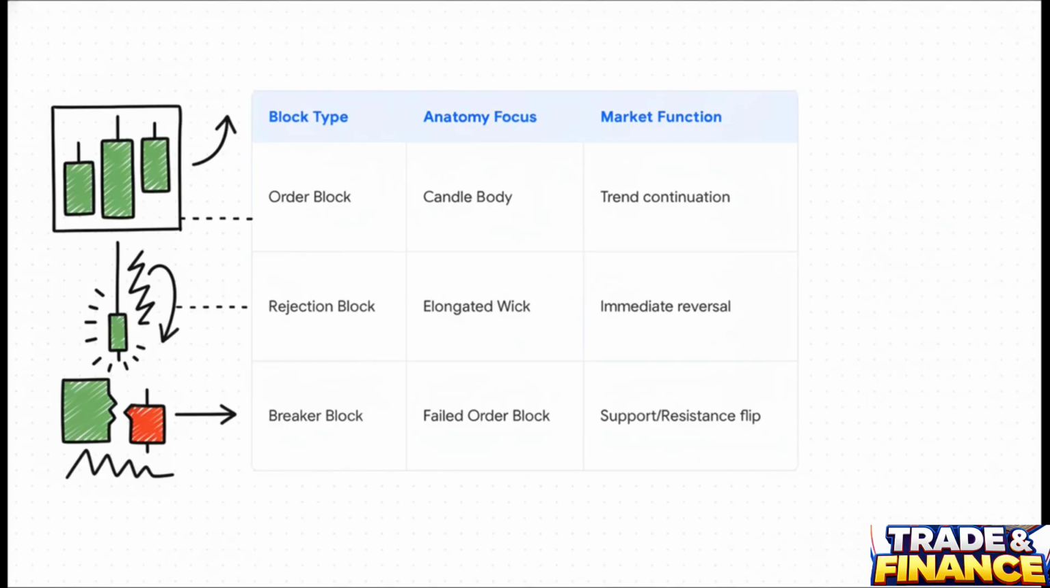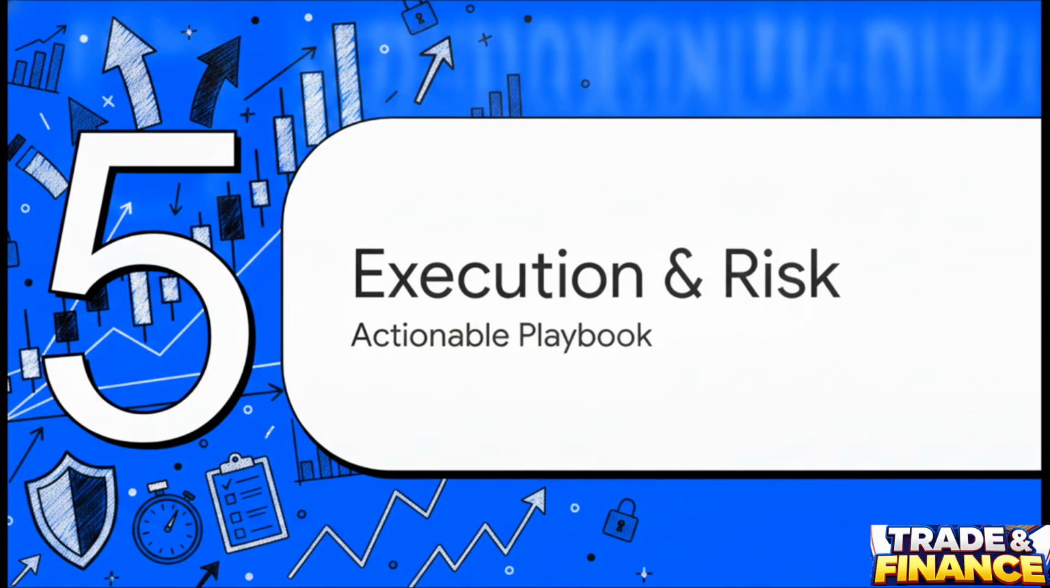But the rejection block, it is entirely unique. It leverages only the extreme elongated wicks, totally ignoring the body. It signifies an aggressive liquidity sweep and an immediate, sharp reversal. Section 5. Execution and Risk Management. Time to build our actionable playbook.